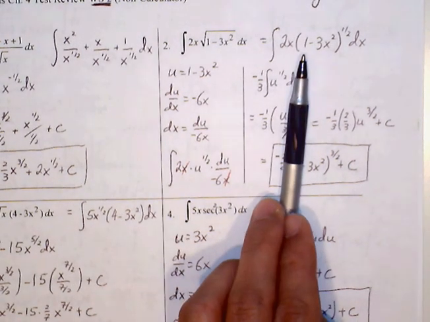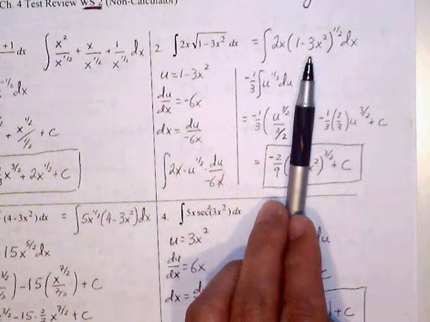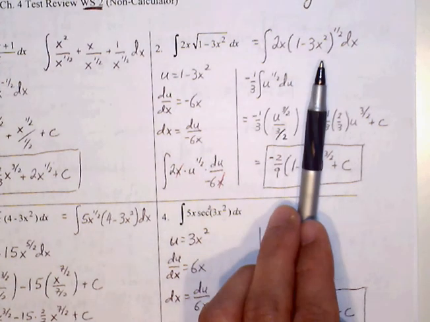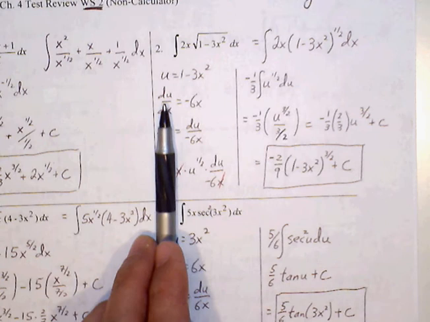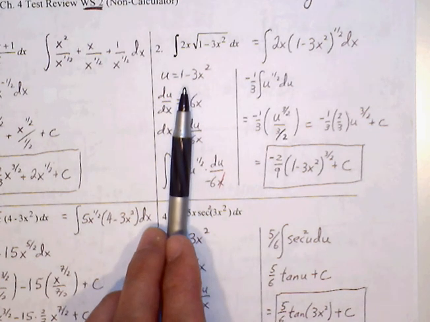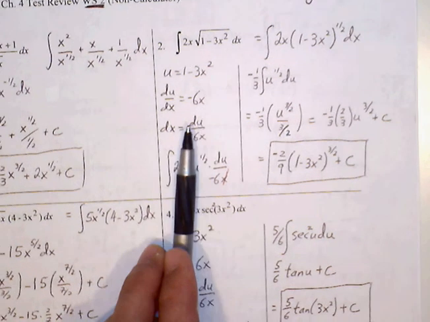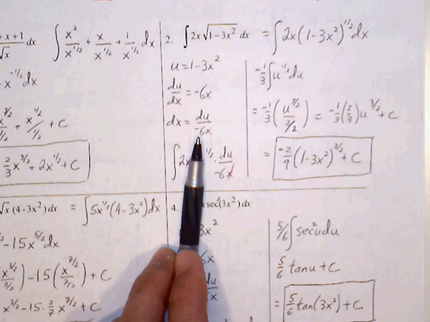So to identify the u value, we want to first look at what's inside the parentheses. We're going to let that be our first guess. So our u value, we're going to let it be 1 minus 3x squared. Find the derivative with respect to x, so du over dx. 1 turns into 0. Negative 3x squared becomes negative 6x. Solve for dx, we cross multiply. Dx is du over negative 6x.